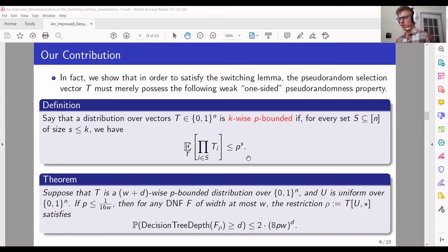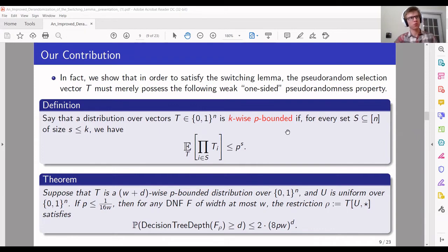Okay, so the good news is you can use standard tools from pseudorandomness, for example small-bias spaces, to generate selection vectors t that satisfy this k-wise p-boundedness requirement, while simultaneously still having a reasonable number of ones, say, omega of pn.